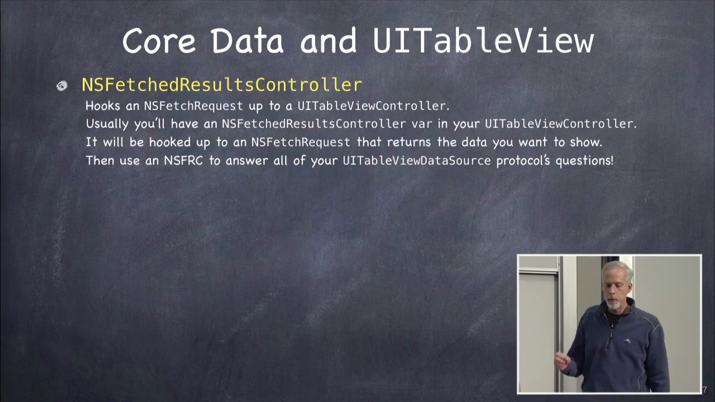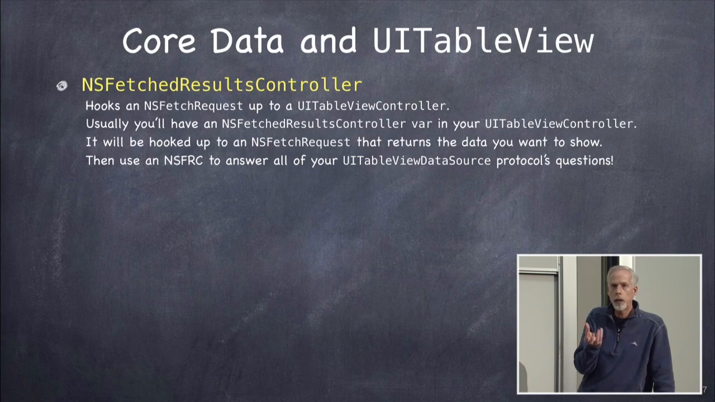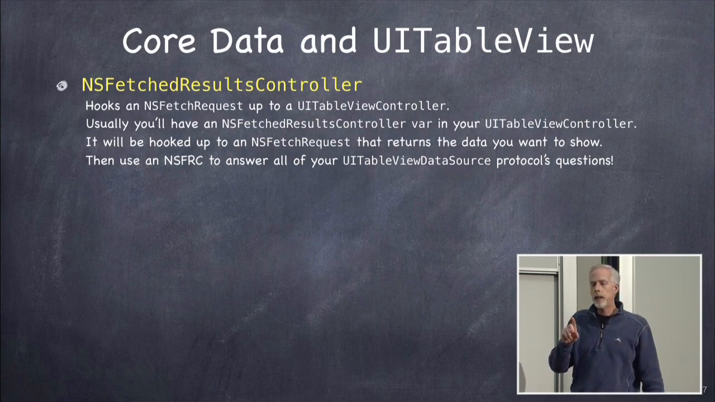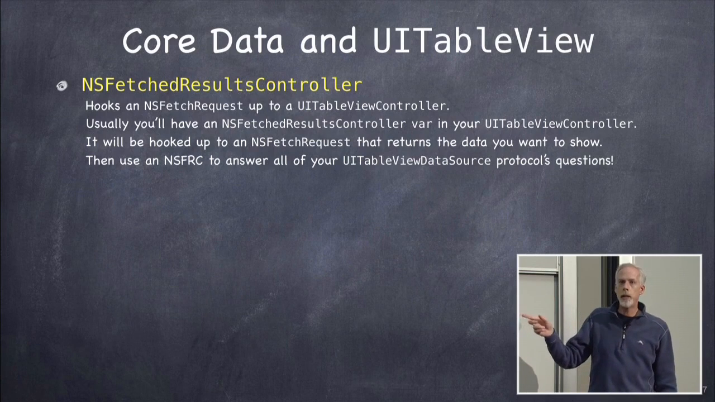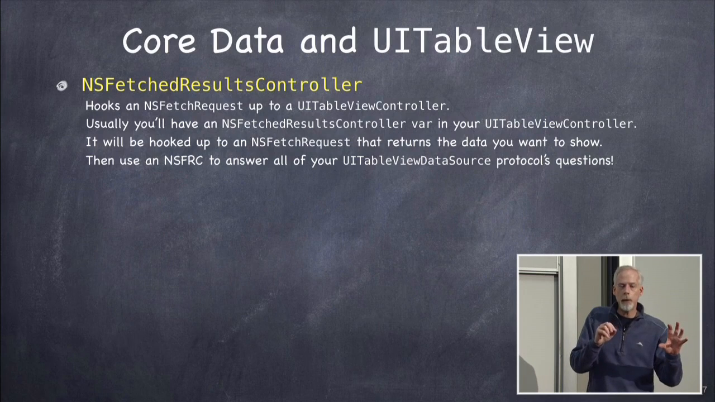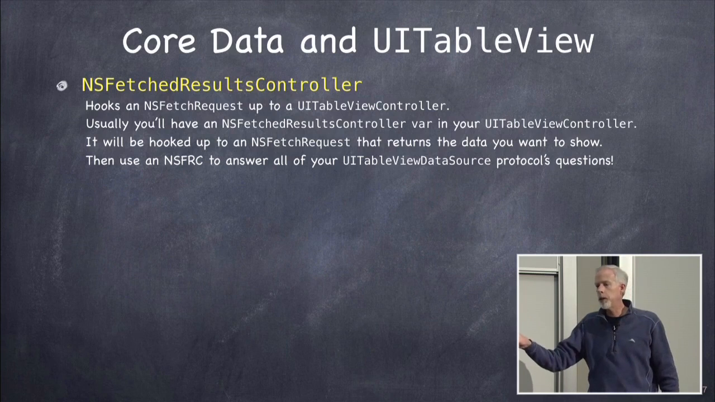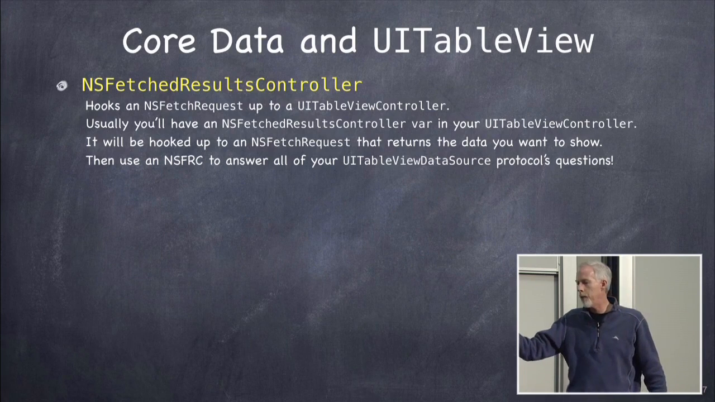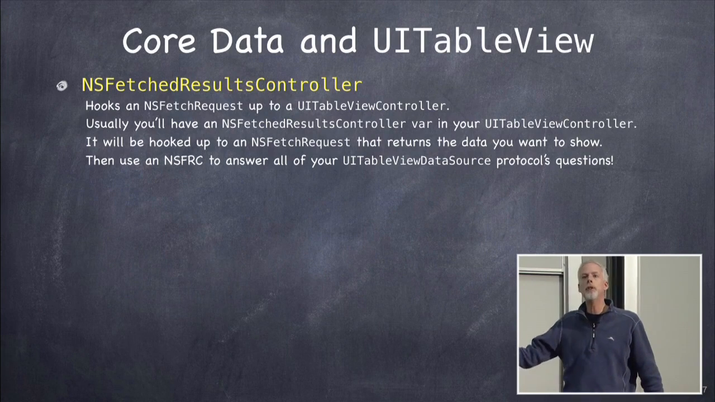Okay, so how fundamentally does NSFetchedResultsController work? Two ways. One, it has a delegate, okay? And that delegate you set to be your UITableViewController. And whenever the fetched results controller sees something happening in the database that would affect that fetch request, it tells the table view controller, hey, do this, add this row, add a section, reload this row, whatever.